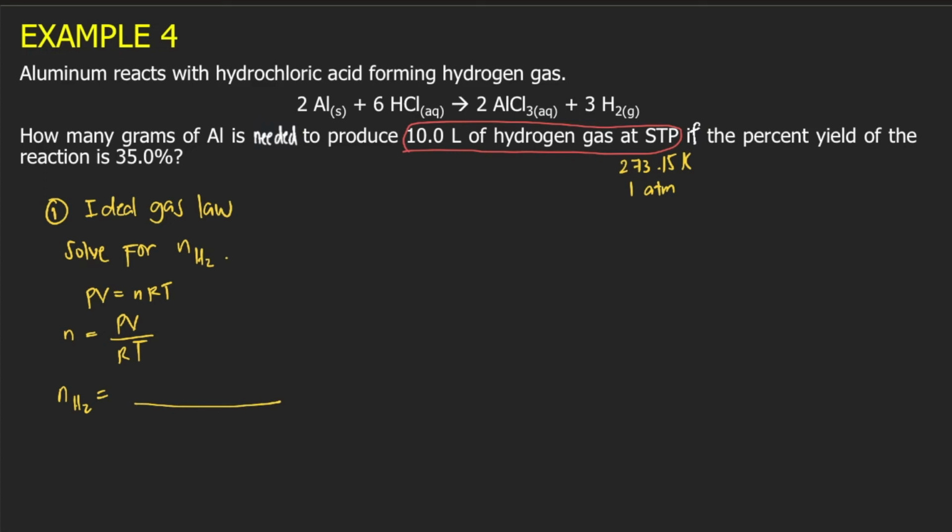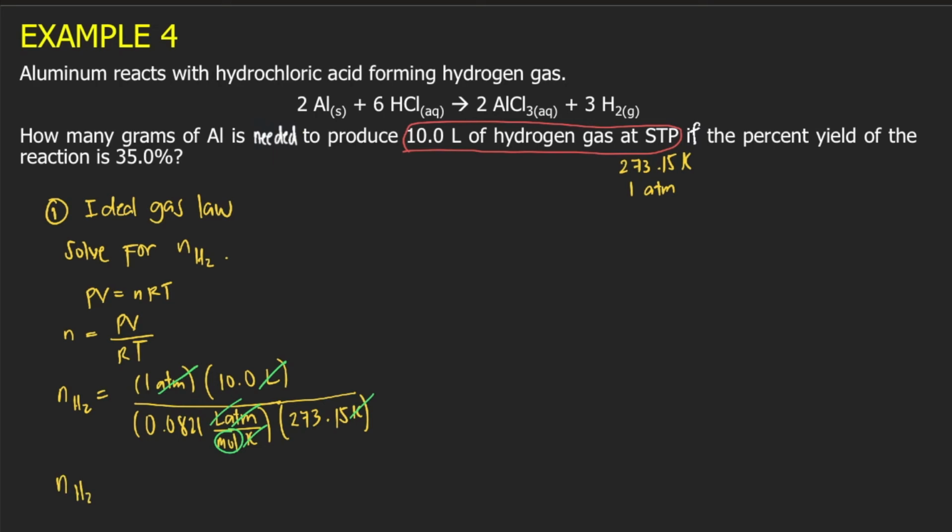The pressure is the standard pressure, which is 1 atm. Volume of H2 according to the problem is 10 liters. Divided by R, that's 0.0821 liter atmosphere per mole Kelvin. And then T is the temperature. The standard temperature is 273.15 Kelvin. So atm will cancel, liters will cancel, Kelvin will cancel. So we are left with moles.